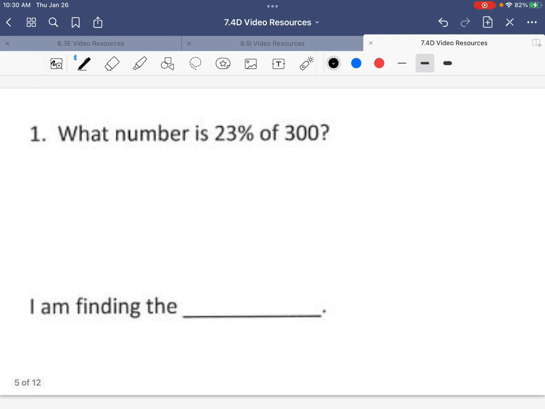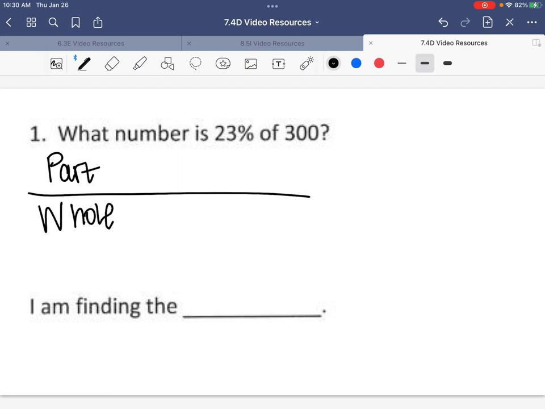The first one is, what number is 23% of 300? So I'm going to make a table. I'm going to make my part and my whole table. So what number is 23% of 300? So I want to know the part. I want to know 23%. And 23% is the part that is based out of the whole of 100%. But I want to know what that is out of 300.